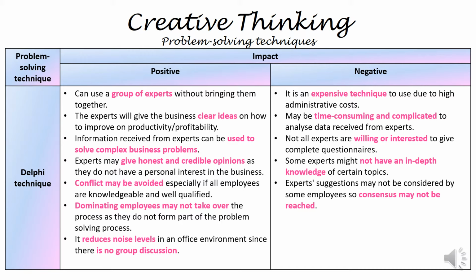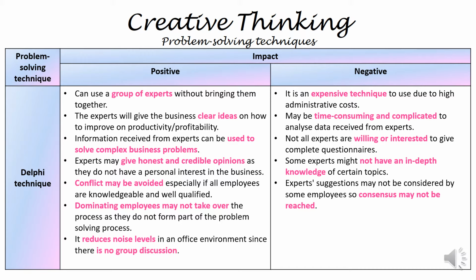Also, dominating employees cannot take over because they do not form part of this problem-solving process. If we are using people from within the business, obviously we have some people with more dominating personalities and other people with more submissive personalities. And the idea with problem-solving is that everybody must give their opinion. Now, in a business situation, like with some of the others that we'll be going to look at, like brainstorming, for example, sometimes there's some employees with very strong personalities that tend to dominate the discussion, all right? And then submissive employees don't really have a chance to say anything.